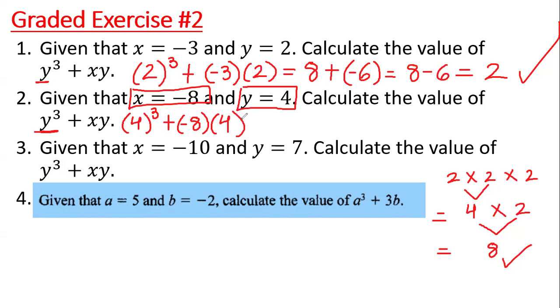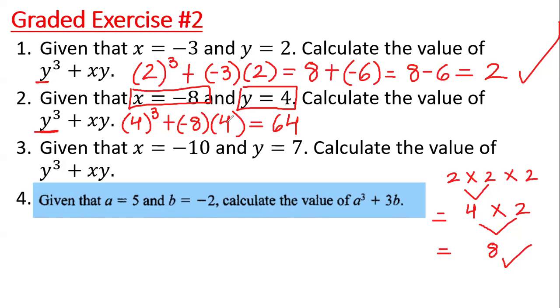What is 4 cubed? 4 times 4 times 4. Good. And class, what is 4 times 4 times 4? 64. So Zateja, what is 4 cubed? 4 times 4 times 4 is 64. Very good. And then we have negative 8.